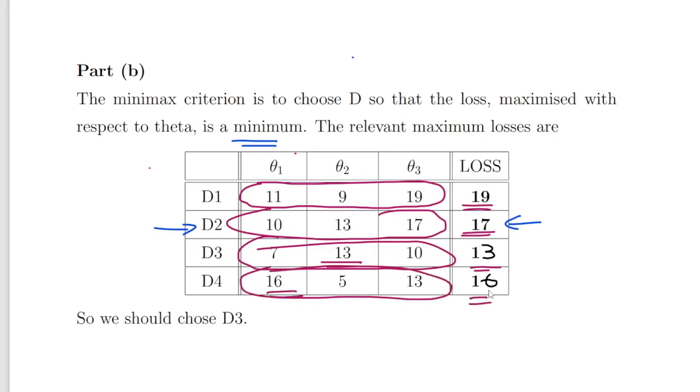Okay, so now what we're going to do is look at these maximum losses here and pick out which of those is the minimum, and clearly it is D3. So the minimum there is D3, so that is the minimum of the maximum, if you get me. So we will choose D3 here. So that's the minimax solution to solving this decision theory problem, this decision loss function problem. Okay, we'll leave it there.